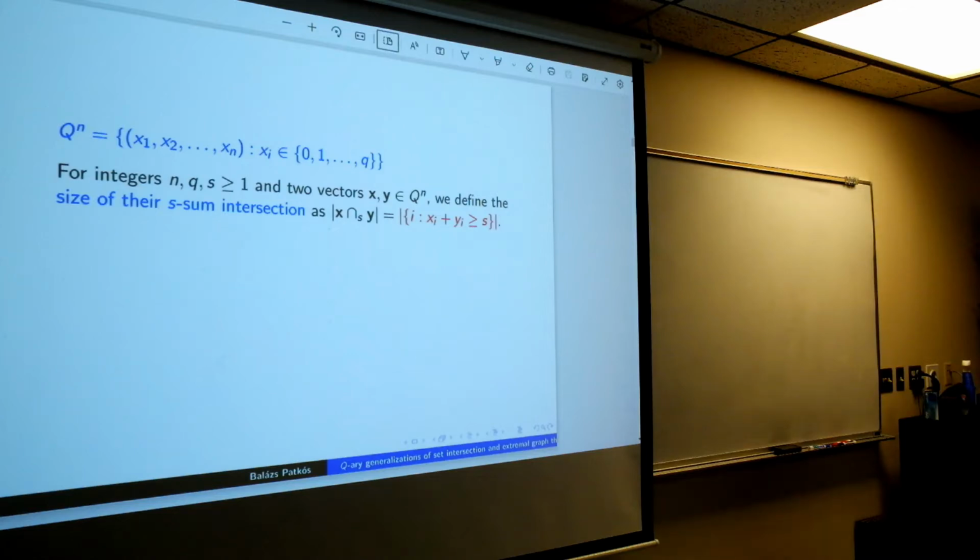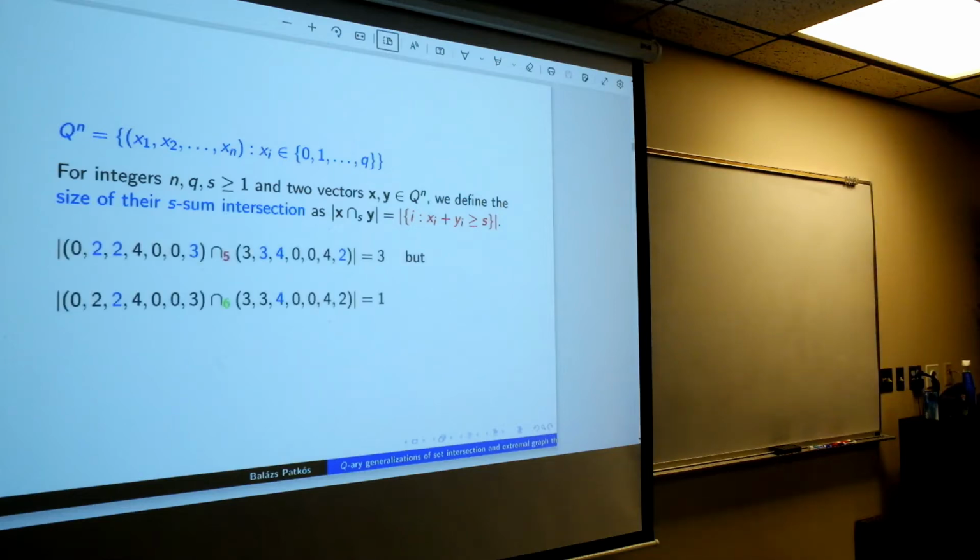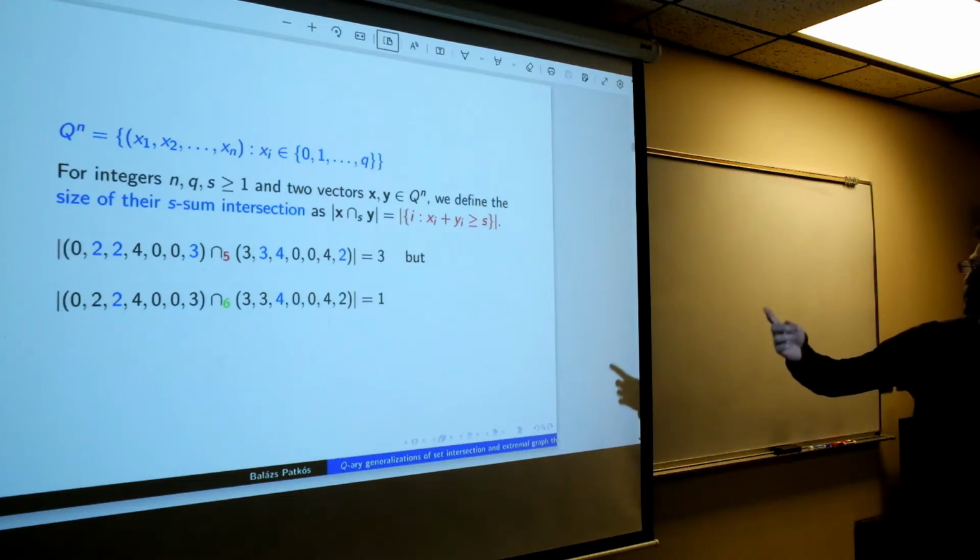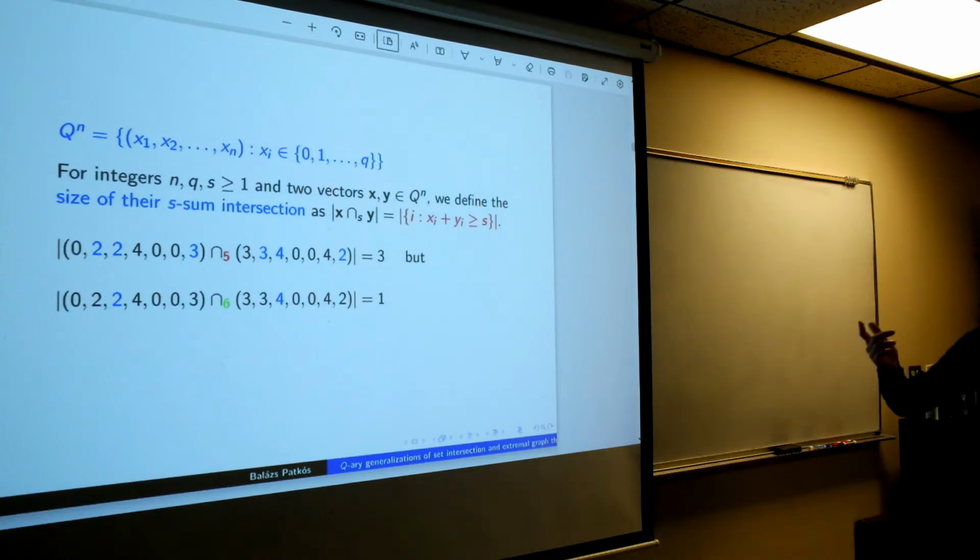So, if I have this definition, then of course I can define my properties. Any kind of intersection problem about pairwise intersection sizes, I can now translate to this setting. Here's an example. There are two vectors and their 5-sum intersection has size 3, because you can find the second, the third, and the last coordinate that sum up to at least 5. But if I increase the sum threshold to 6, then it's only the third coordinate that satisfies it. So the size of the 5-sum intersection is 3, but the size of the 6-sum intersection is 1.